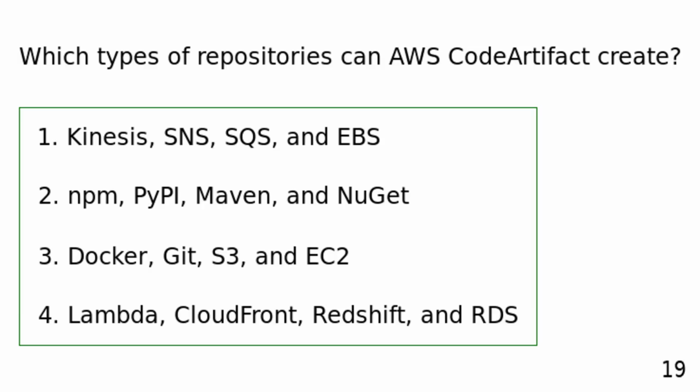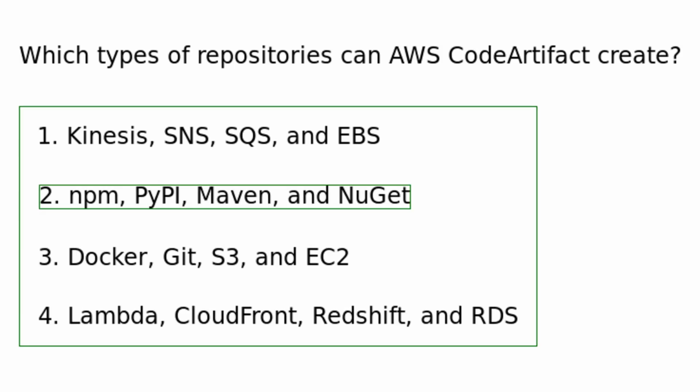Kinesis, SNS, SQS, and EBS. npm, PyPI, Maven, and NuGet. Docker, Git, S3, and EC2. Lambda, CloudFront, Redshift, and RDS. AWS CodeArtifact supports npm, PyPI, Maven, and NuGet repositories, allowing you to store and share software packages used in development.